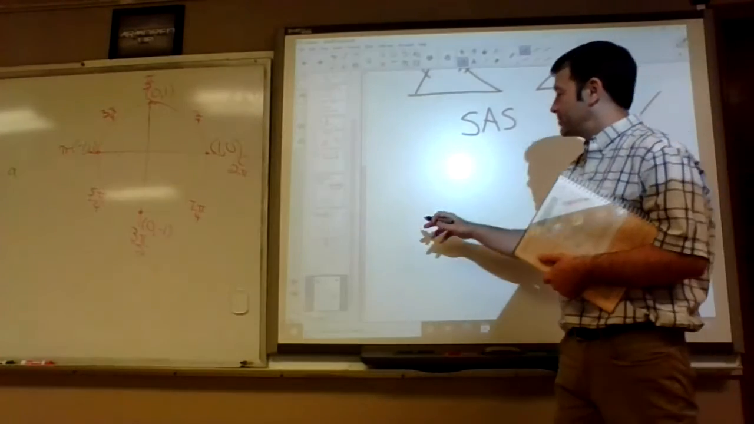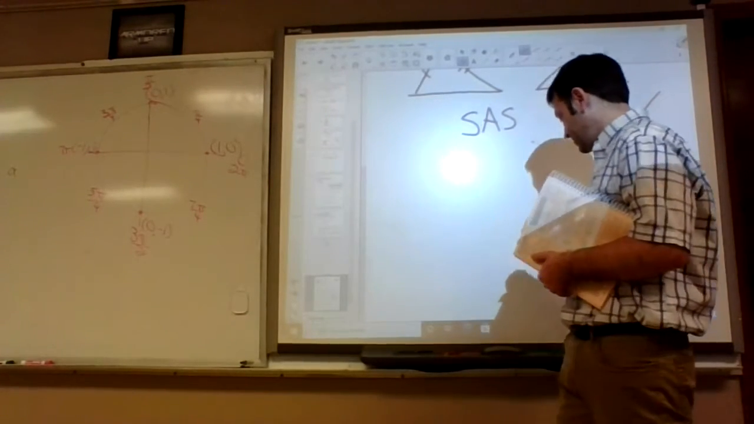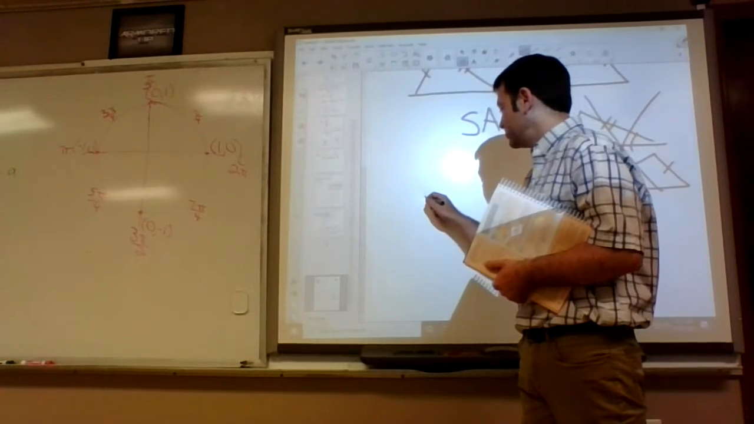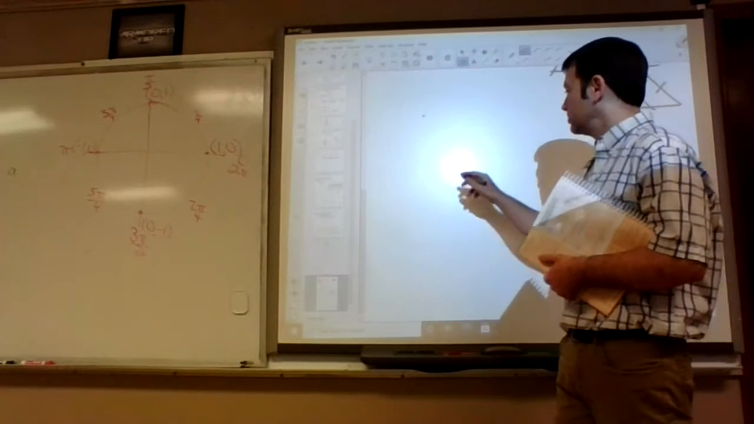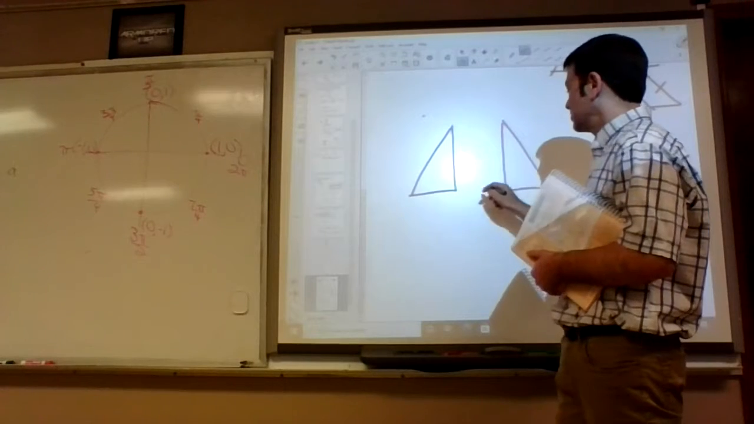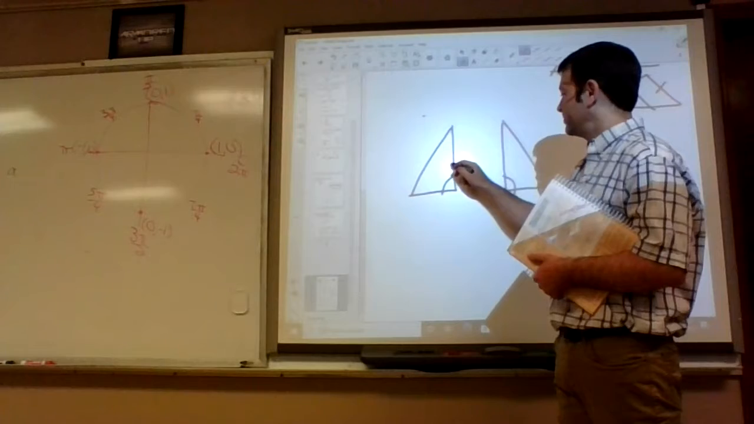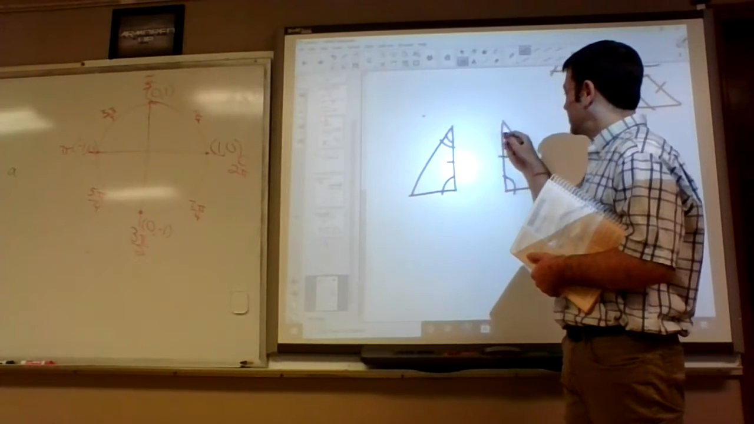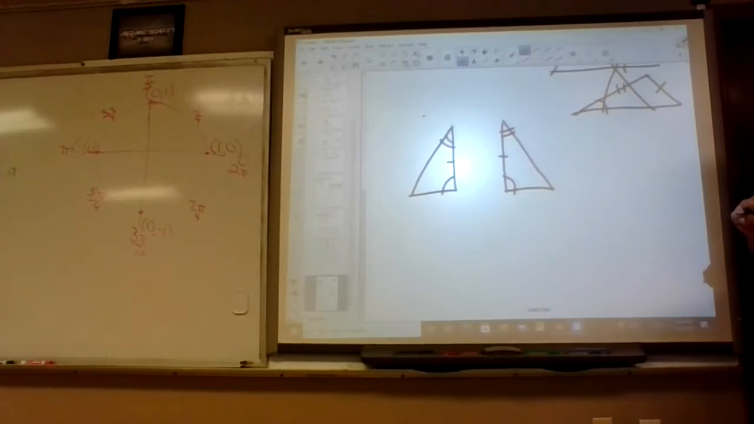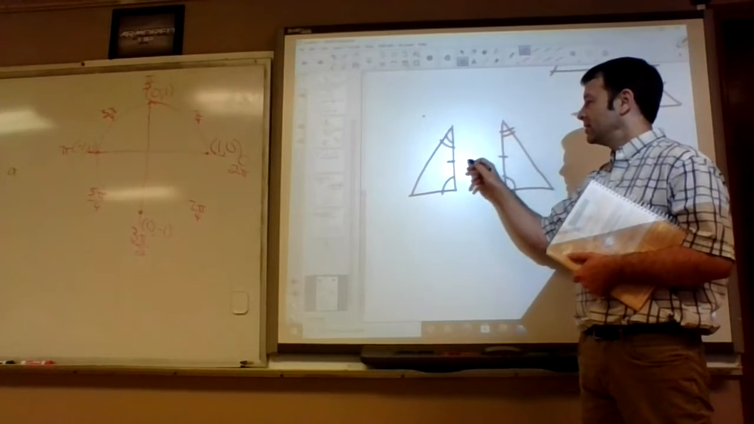Okay, there's another one that works though. Actually, there's like 5 that work, but we're only doing 2 of them today, a few at a time. Okay, let me draw those right triangles again. Say that's the same, and we'll say that's the same. This is actually enough information to say that triangles are congruent also. Does anybody want to guess what it's called? Angle, side, angle.